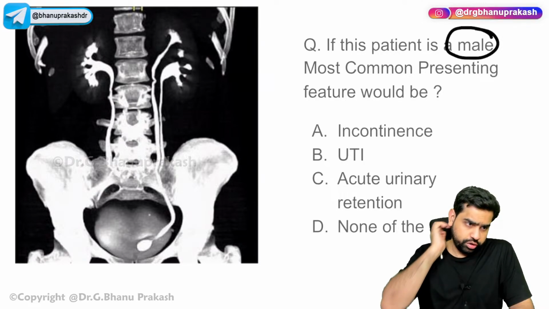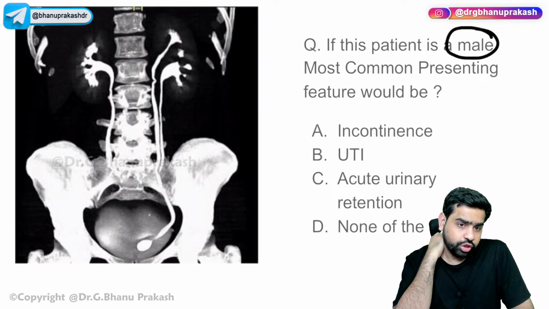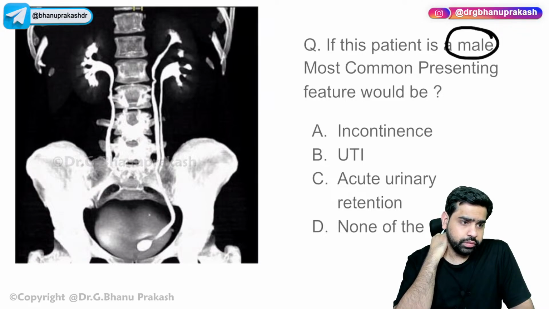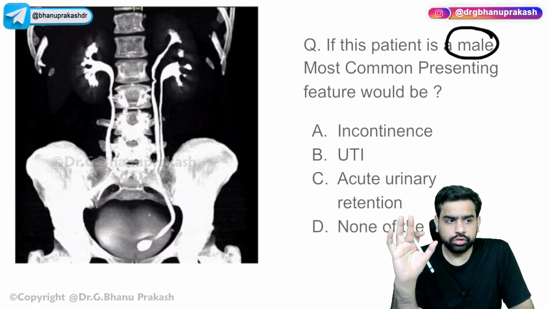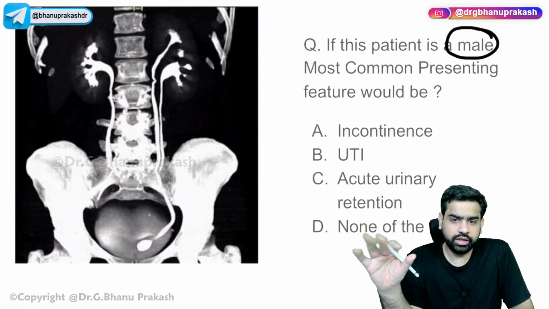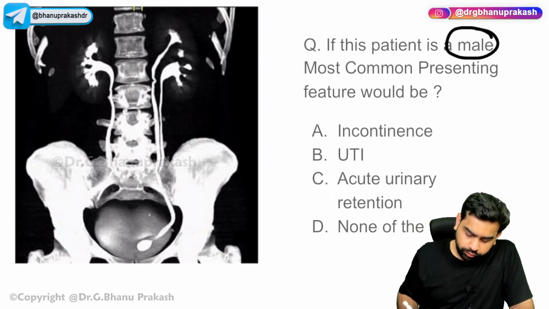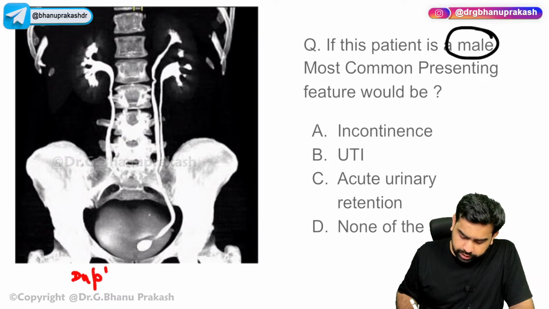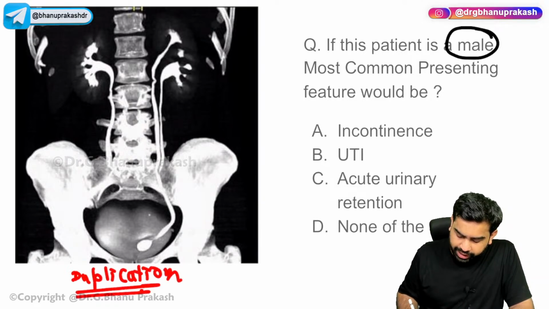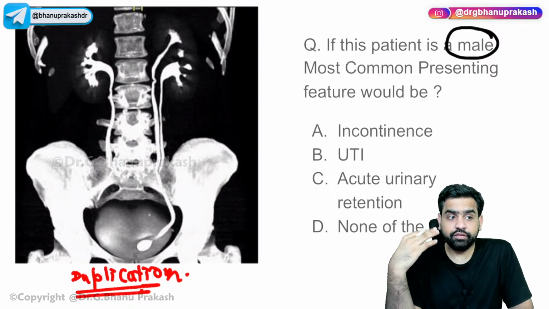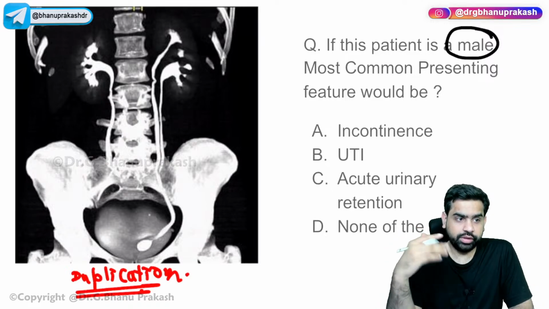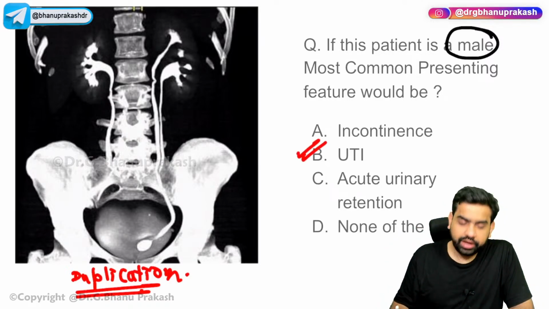Acute urinary retention. Really, guys? Why acute urinary retention? We are talking about the duplication of the ureter. So first of all, what is the diagnosis over here? It's not C, guys. The diagnosis over here is a duplication of the ureter. So what I'm essentially asking is, if there is a patient with a duplication of the ureter, and we are dealing with a male patient, what is going to be the presentation? So yes, the answer is going to be urinary tract infection.